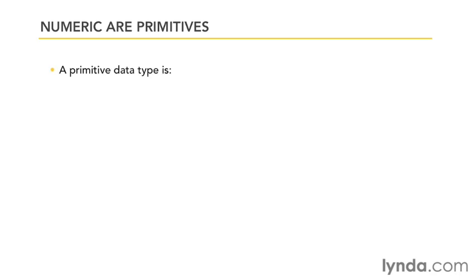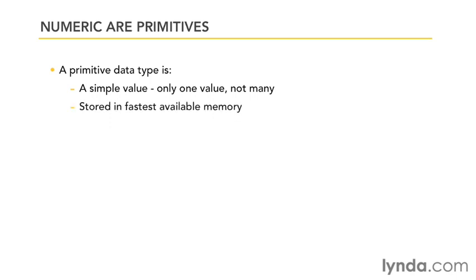A primitive data type is a simple value. It represents only a single value and not many. That's one of the big differences between primitive values and complex objects. A primitive always points to a single value. Primitive data types are stored in the fastest available memory, whereas complex objects are stored in heap memory. When you're running an application, you won't see significant differences, but they do exist.